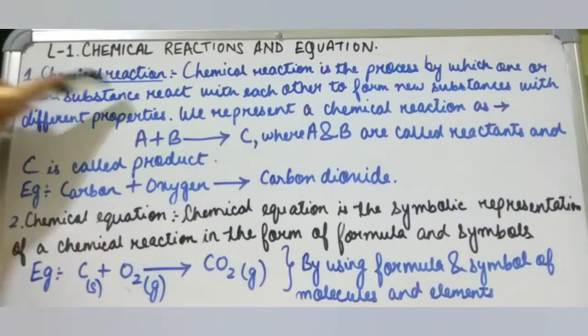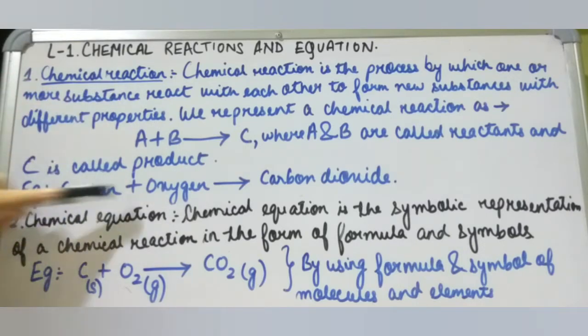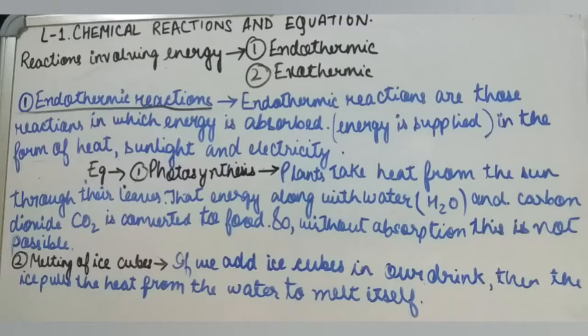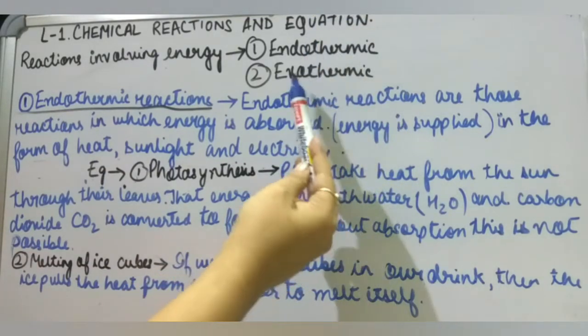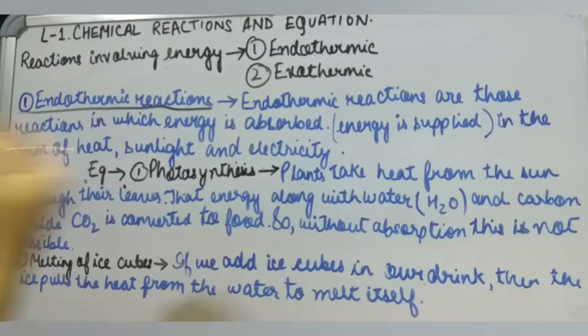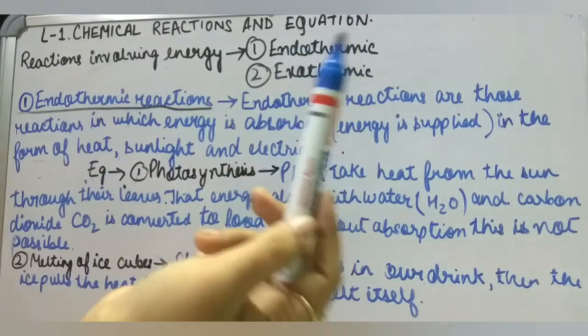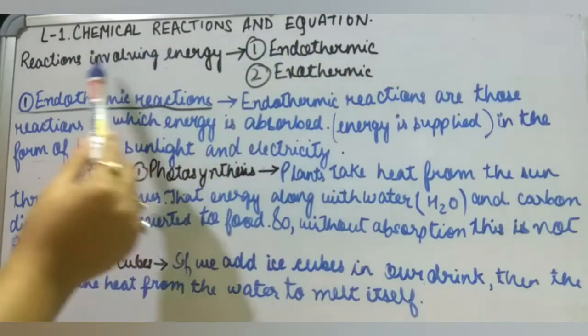So make it clear that in a chemical equation we will not write the names of the element or the name of the compound. We will only write it in symbols and formulas. Next we have two reactions involving energy: endothermic and exothermic reactions. These are the two types of reactions which involve energy.